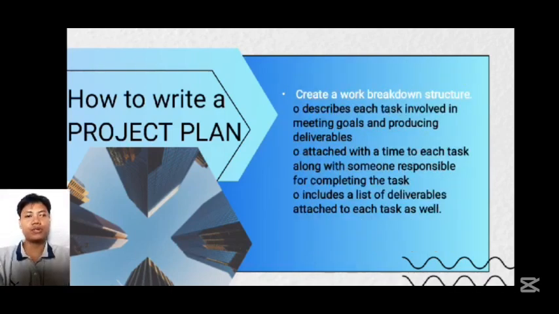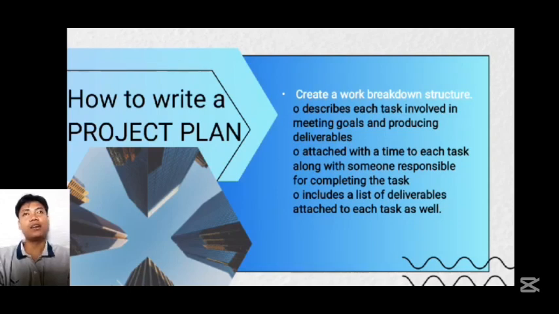The fourth one is to create a work breakdown structure. Describe each task involved in meeting goals and producing deliverables. Also attach a time to each task along with someone responsible for completing the task. The third is to include a list of deliverables attached to each task as well. A work breakdown structure is like a detailed plan listing all the tasks needed to complete a project.